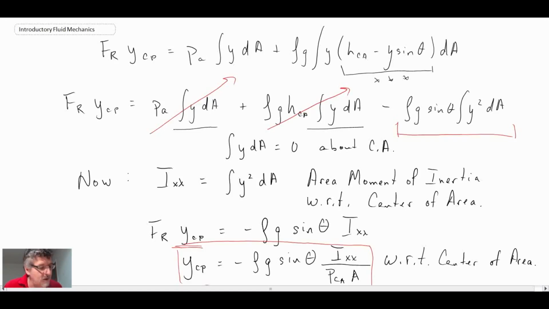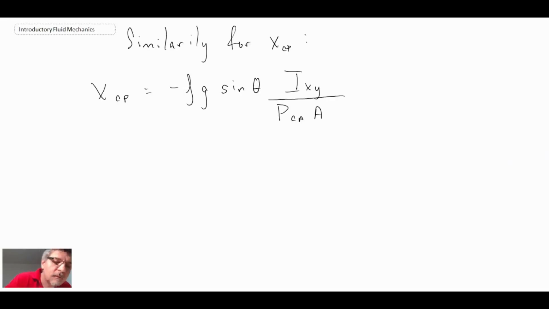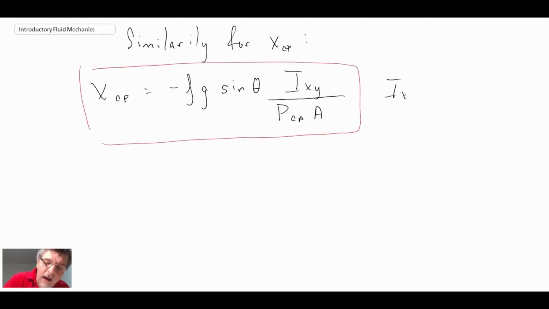Now let's continue on to try to find the x coordinate, and for that I'm just going to give you the result. So we have this expression here, and Ixy, again, is the area moment of inertia. And this is with respect to center of area.